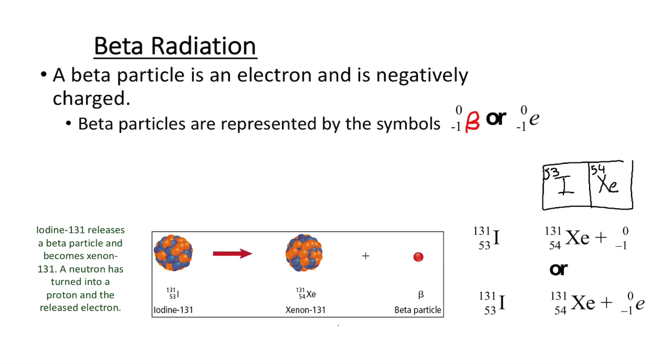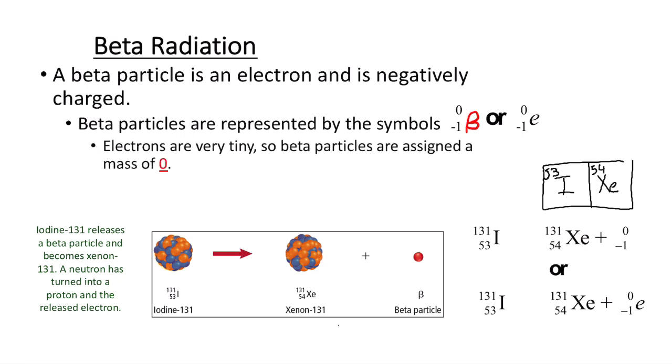Or the italicized E, which represents electrons. So the symbol is a Greek letter for beta. It has a mass of 0 because it's an electron and therefore has a tiny, tiny mass that's basically equal to 0. And a charge of -1 because it's an electron. So you can use either the beta symbol or the electron symbol.